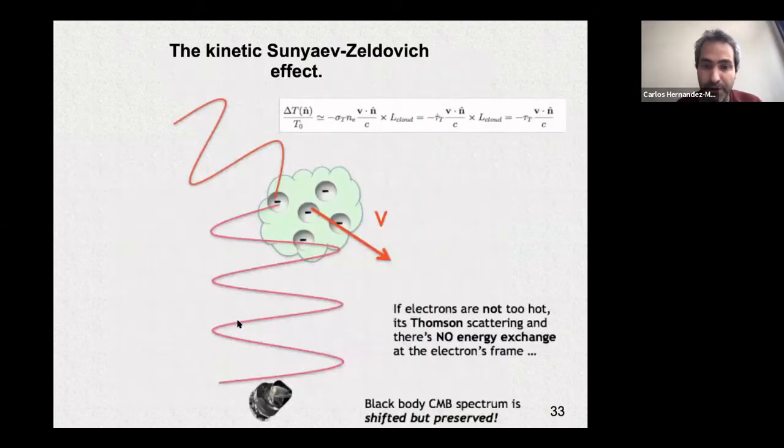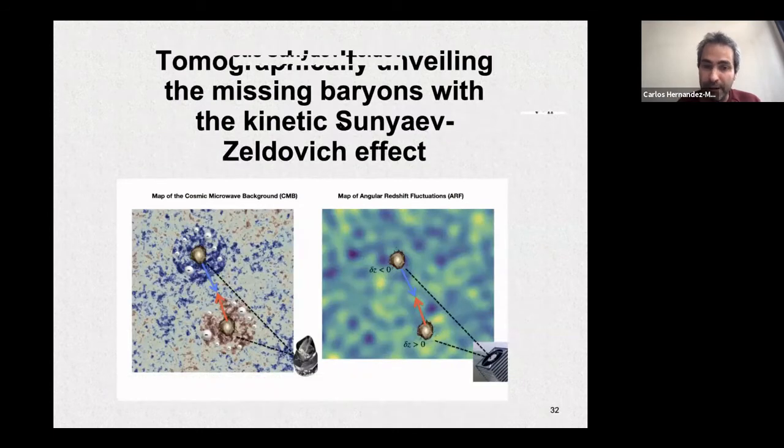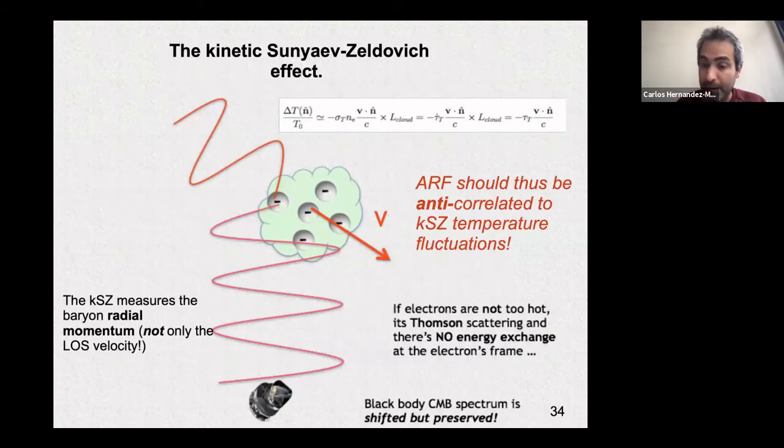This is the kinetic Sunyaev-Zeldovich effect, which I try to explain here. Again, the same thing: this kinetic Sunyaev-Zeldovich effect is proportional to the line of sight velocity with a sign flipped, and also to the amount of electrons. Right? This has been measured in Planck data and in ACT data. It has been measured in the last 10 years. It was first measured in 2012, if I recall correctly. So it's a recent effect. So the thing is that since the ARF, the angular redshift fluctuations, are providing a map of peculiar velocities, then the ARF maps should be anti-correlated to kinetic Sunyaev-Zeldovich fluctuations.